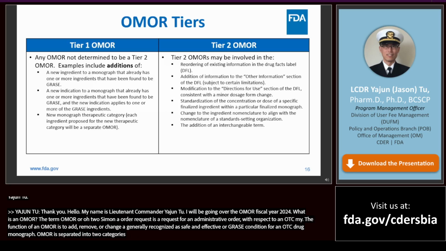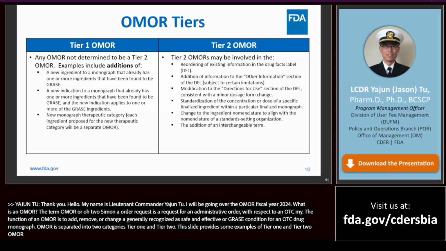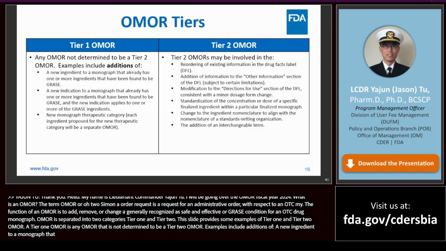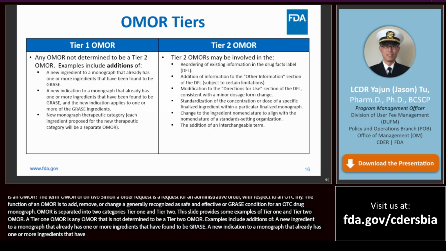This slide provides some examples of Tier 1 and Tier 2 OMORs. A Tier 1 OMOR is any OMOR that is not determined to be a Tier 2 OMOR. Examples include addition of a new ingredient to a monograph that already has one or more ingredients that have been found to be GRASE, addition of a new indication to a monograph that already has one or more ingredients that have been found to be GRASE, and the new indication applies to one or more of the GRASE ingredients, and addition of a new monograph therapeutic category.